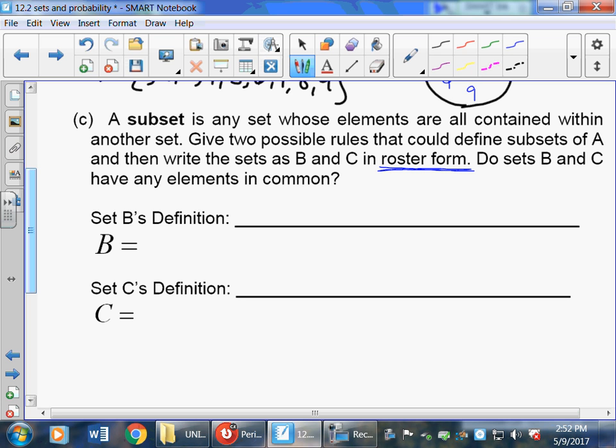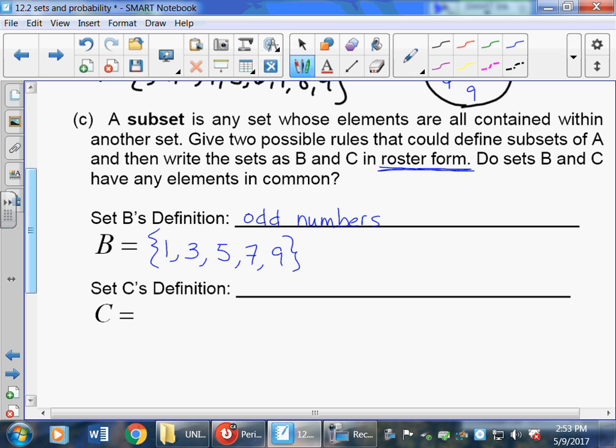Because we can choose what we want, I'm just going to let the set B be odd integers. We can even say odd numbers because we're talking about the set A where we have our integers already. So B is going to look like, what are the odd numbers from our set A? Numbers 1, 3, 5, 7, and 9.